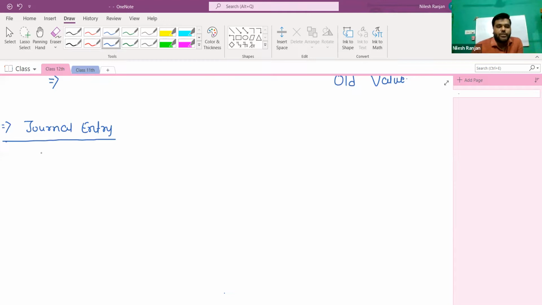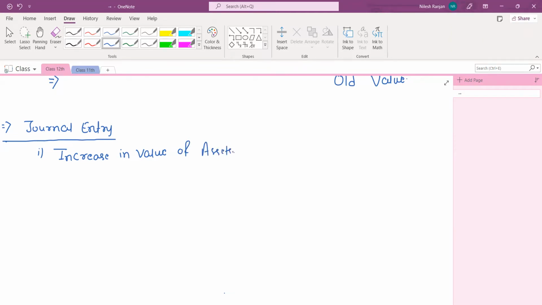Can you tell me the first journal entry, that is increase in value of assets? What will be the journal entry? Increase in value of assets. Anyone? Sir, asset account debit, revaluation credit. And why is the asset account on the debit side and revaluation on the credit side? So the increased value goes to the revaluation, so it can be distributed among the partners.